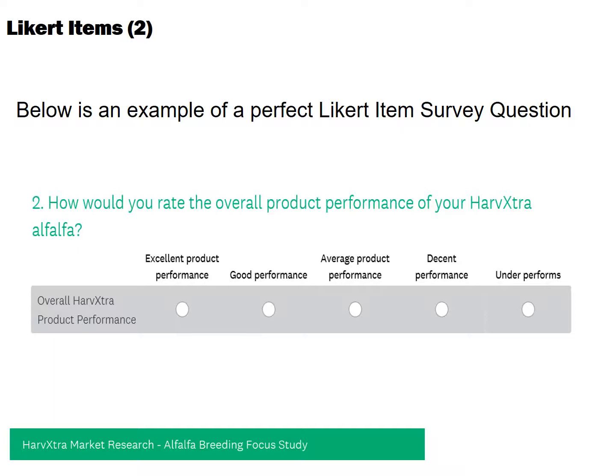Below is an example of a Likert item survey question. This is one that I actually created for this work, and I just wanted to step through an actual survey question. So here you can see we do have the horizontal orientation. We have a positive and negative statement that are centered around an average or a neutral type of statement. So here, excellent product performance, positive, neutral. Then we have underperforms as the negative.